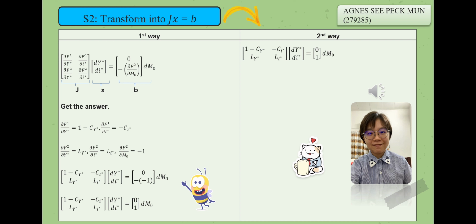Furthermore, for the second way, we just get it from step 1 before and put it into the Jacobian matrix form. And we will have the same answers as the first way. To conclude, we will have the same answers by using these two ways.